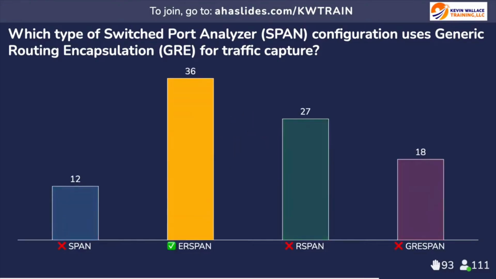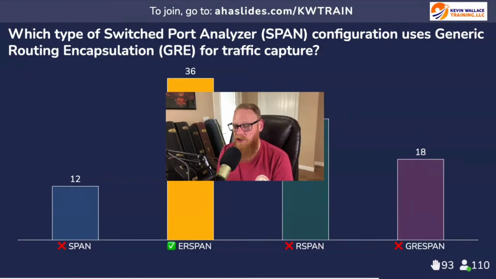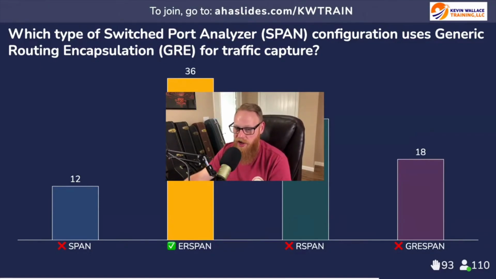There's our timer. That one looked to be a little bit tricky. We have a little bit of spread across the board here, but the majority do have that correct. It is, in fact, ER SPAN, which stands for Encapsulated Remote SPAN. That's a Cisco proprietary version of SPAN, and it's similar to RSPAN, but rather than using layer 2 switching as we see with RSPAN, ER SPAN is going to use layer 3 routing to send traffic to a centralized server using GRE. So great job there.